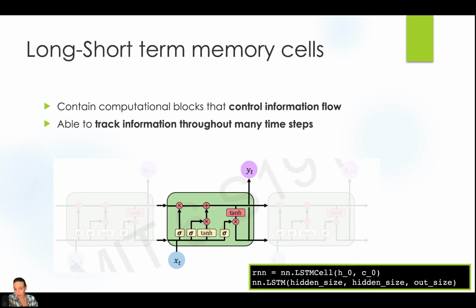So if we look at a variation of this single RNN cell, we can look at LSTM cells. These are computational blocks that control the information flow. I'm not going to go into details on the mathematics of the LSTM cell, but I want you to understand the concept of how they have an ability to track information over many time steps. If you're using PyTorch, the only thing that changes is that you define LSTM instead of RNN when you make your model definition.